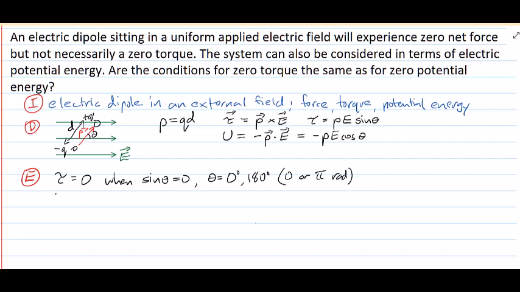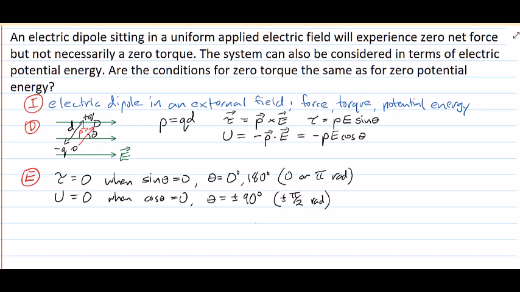And we can see that the electric potential energy of the system will be 0 when the cosine of theta equals 0. And you can see that will be when theta is either plus or minus 90 degrees, if we think about that angle there, or of course that could be plus or minus pi over 2 radians.